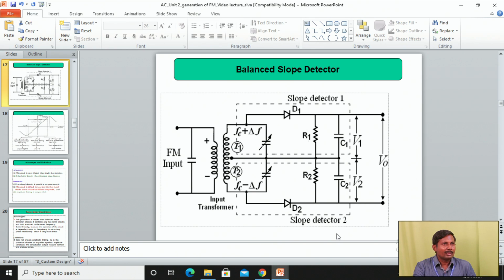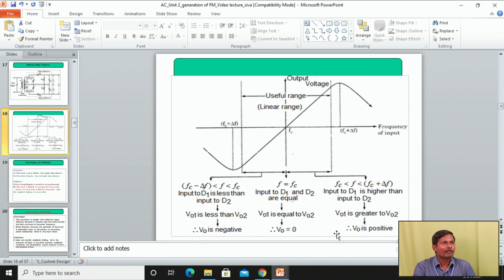In the lower section, the frequency is lesser than the cutoff frequency, that is Fc minus del F. So based on the output and its voltage across the capacitor 1 and capacitor 2, the characteristic curve looks like this.